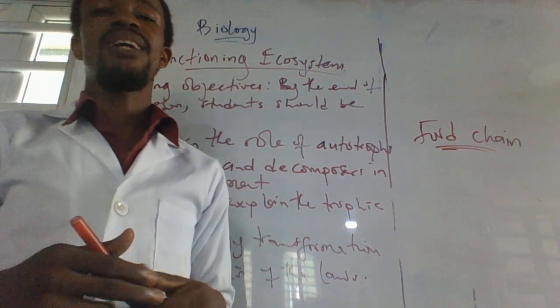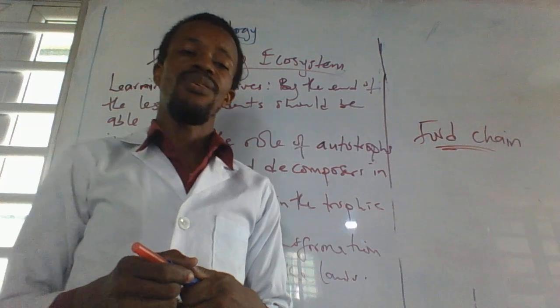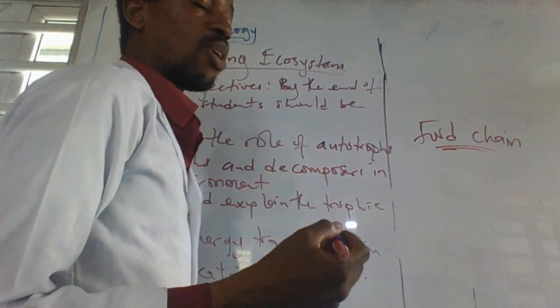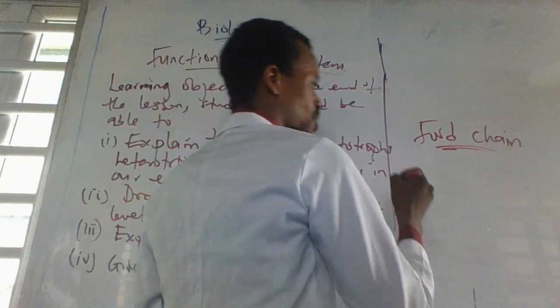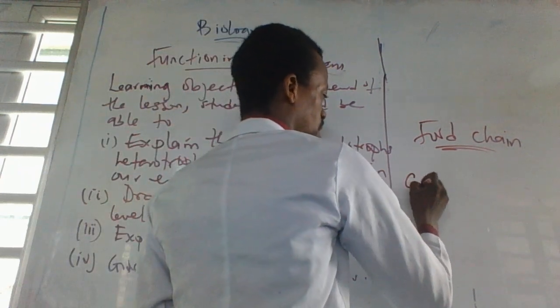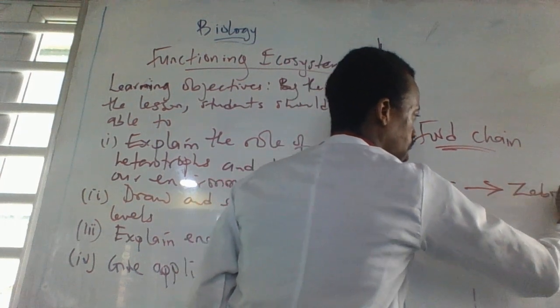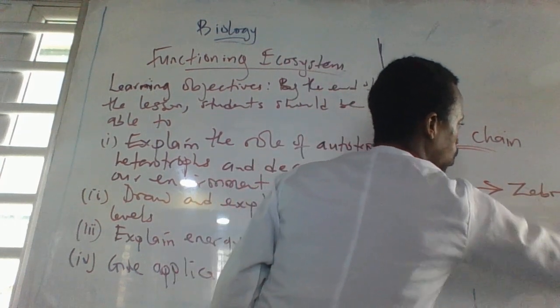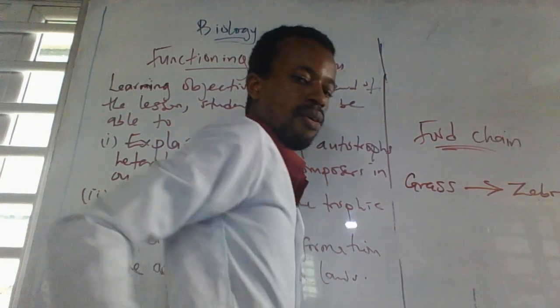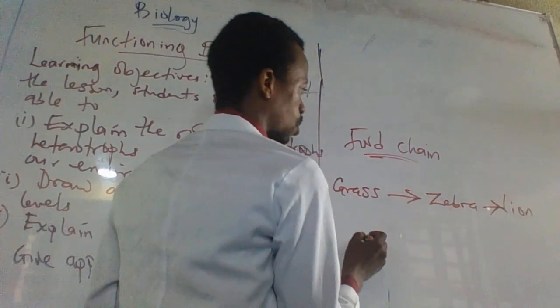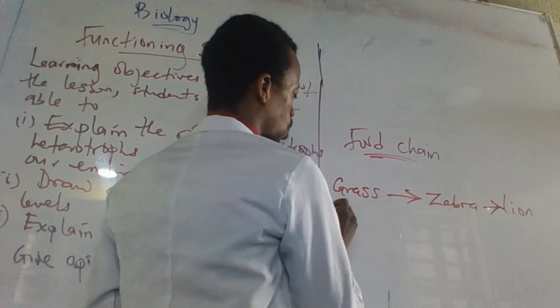For example, I have grass, zebra, and lion. As you all know, a lion will feed on the zebra, and the zebra also feeds on the grass. I can represent my food chain for that as from grass to zebra, and zebra to lion. You can see there, from grass to zebra, and zebra to lion. So the grass is the producer.